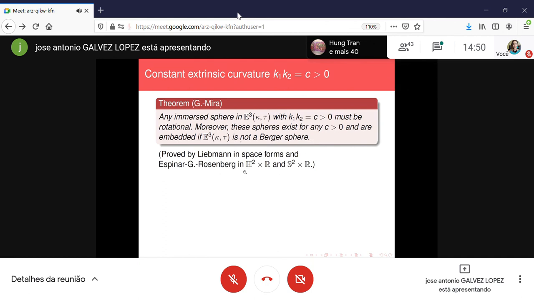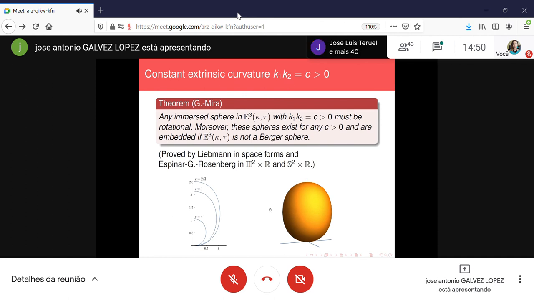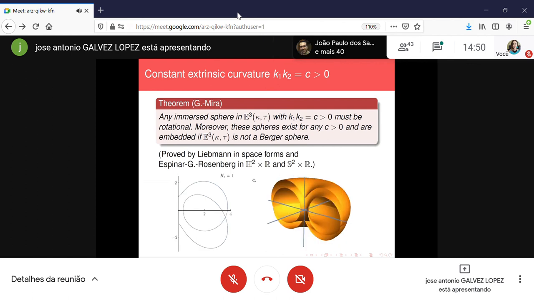As I said previously, this result was proven in space forms by Lippmann, and also by Spinner, Rosenberg, and me in the product spaces H2 cross R and S2 cross R. Here in the pictures, this is a picture in the Heisenberg group. You can see constant extrinsic curvature surfaces, spheres in this case. And here you can see a non-embedded example in the case of the Berger sphere.